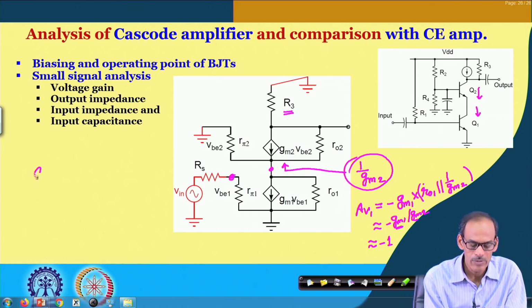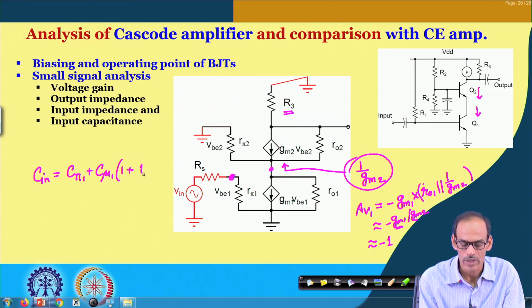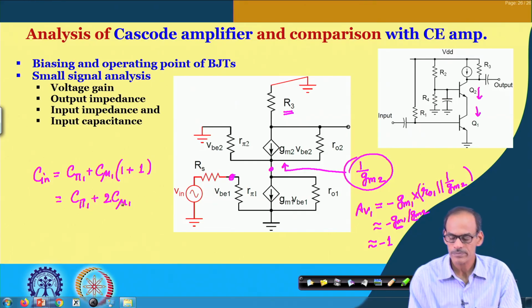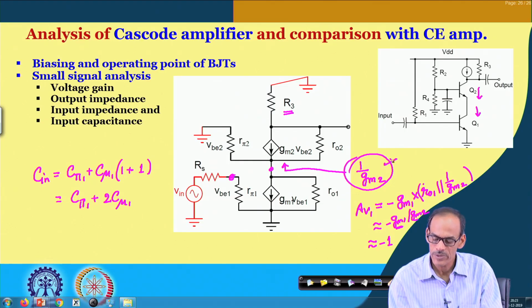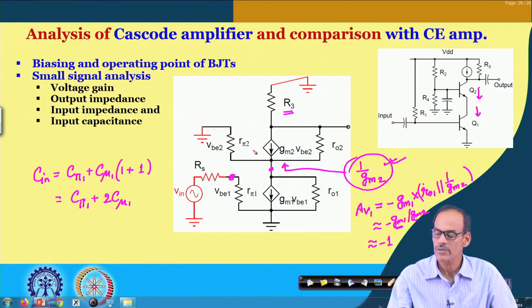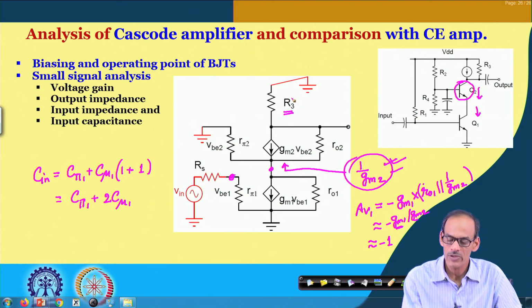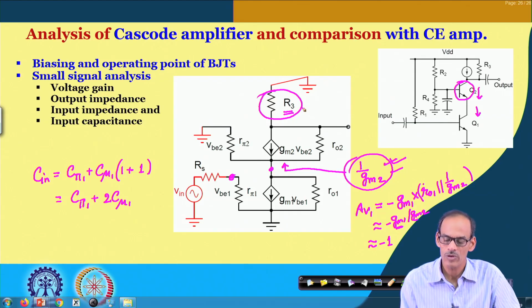So, that makes the input capacitance of this circuit C pi plus C mu into 1 plus 1, or to be more precise, C pi 1 plus 2 times C mu 1. Here, of course, we have assumed that the input impedance of the cascode transistor, as it is referred to, is in the order of 1 by g m 2, but we know that it highly depends on the value of R 3.